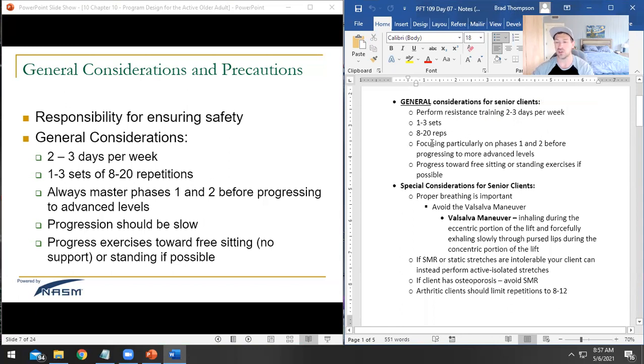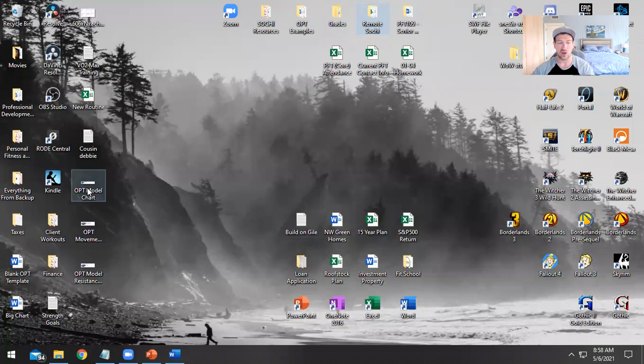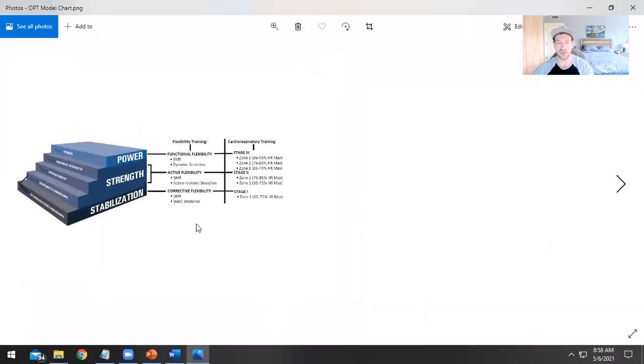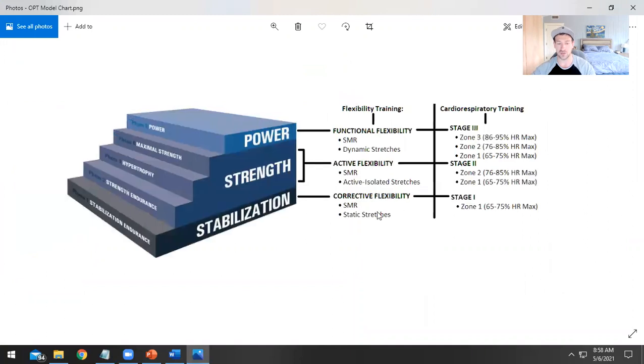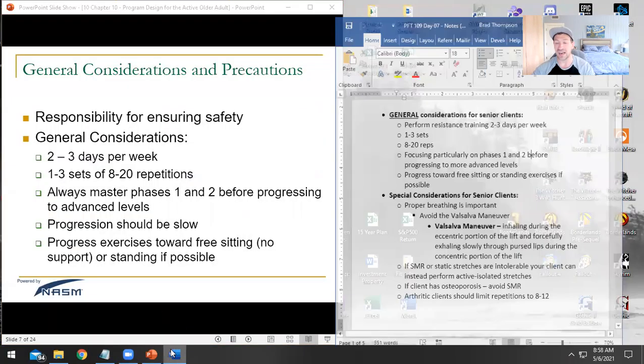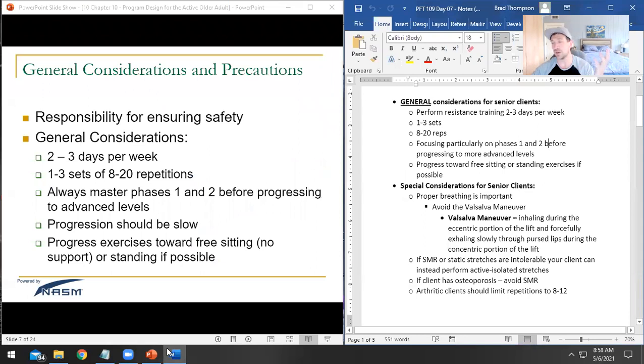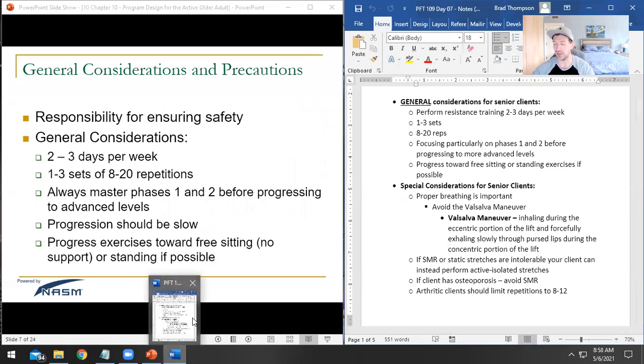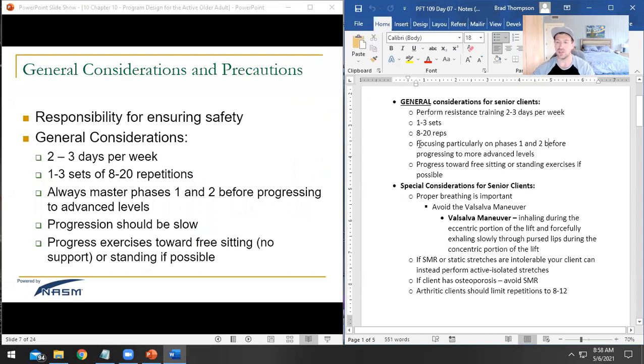So we are definitely putting a special emphasis on phases 1 and 2 with our senior clients, which makes sense when you consider that phase 1 is all about developing your stabilization endurance, right? And phase 2 is all about your strength endurance. So both of these are very high repetition endurance styles of lifting, which is very important for senior clients, because that's what's going to ensure that our senior client is able to stay upright for their entire life, right? I want to keep them on their feet. So we definitely want to focus primarily on phases 1 and 2.